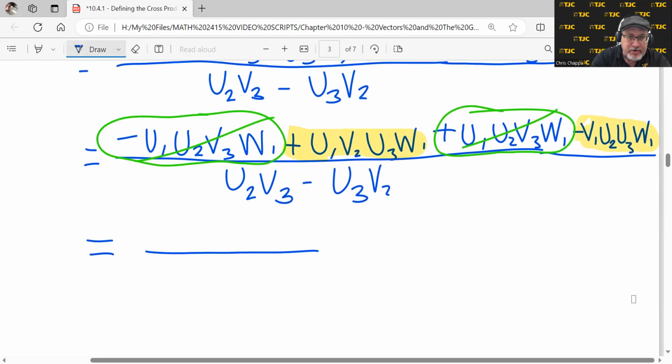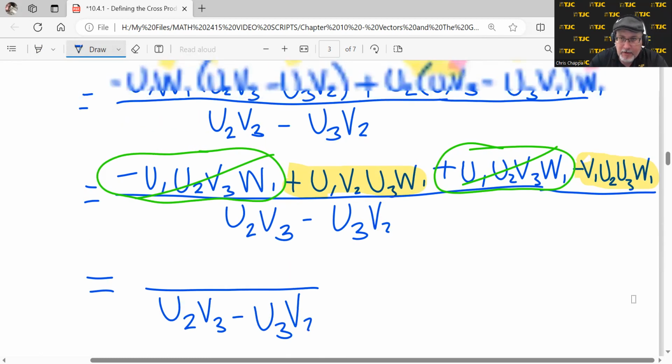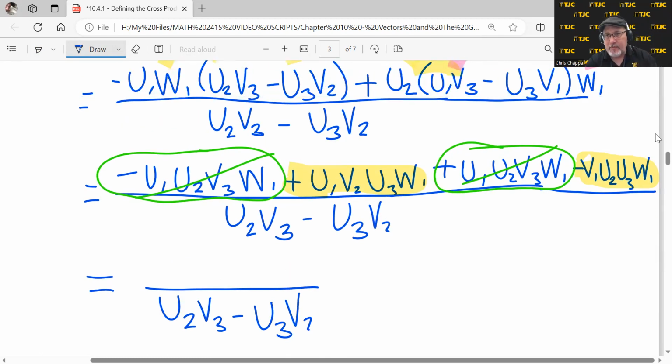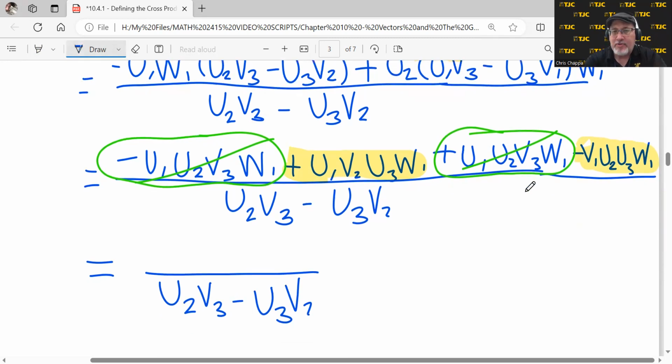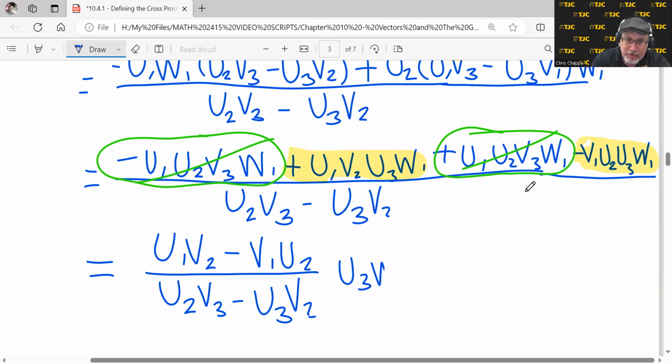All right, our denominator is U2 V3 minus U3 V2. Our numerator pieces, after we take out what's in common, which is the W1 and the U3, are U1 V2 minus V1 U2. And then we are factoring out both the U3 and the W1.